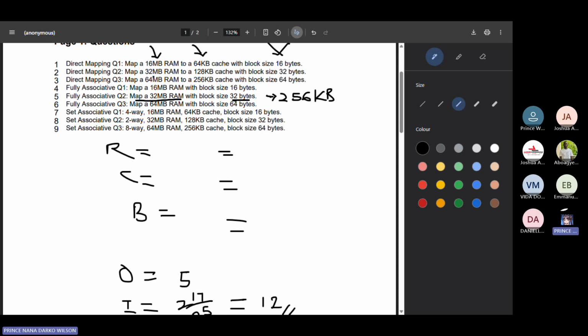Yes, it's basically the same as what we just did. The only change is the 256 kilobytes. If 128 kilobytes is 2 to the power 17, then 256 is going to be 2 to the power 18, so we'll use that.